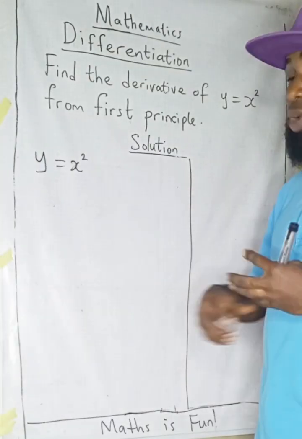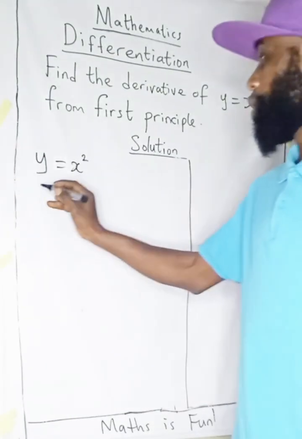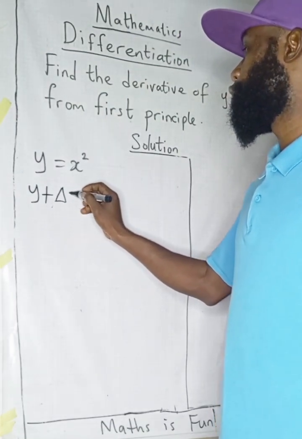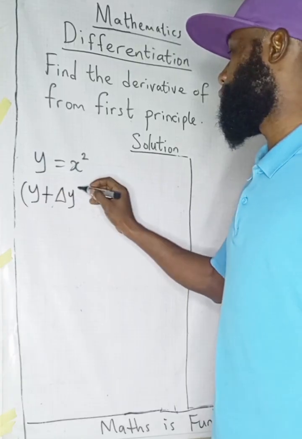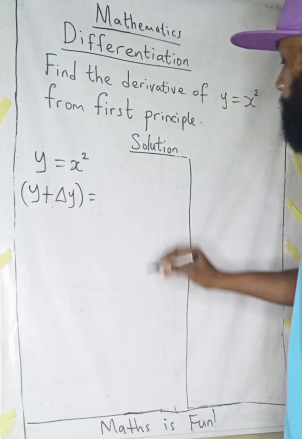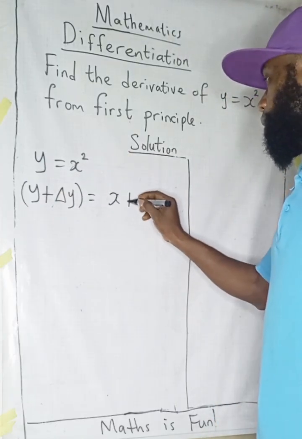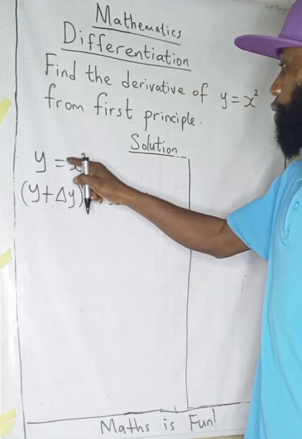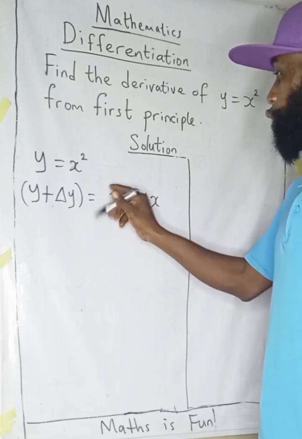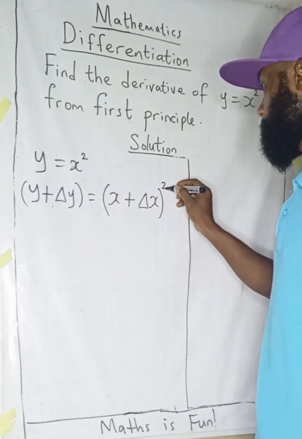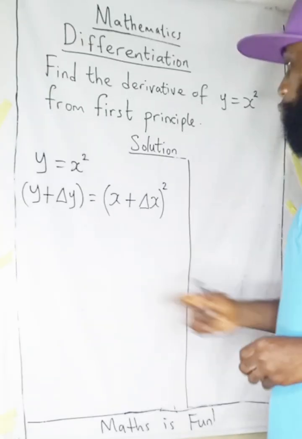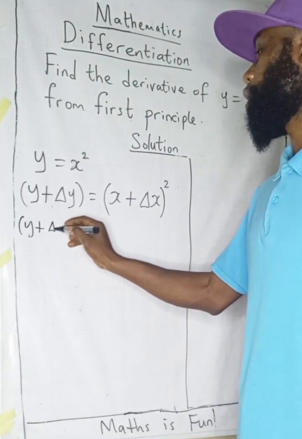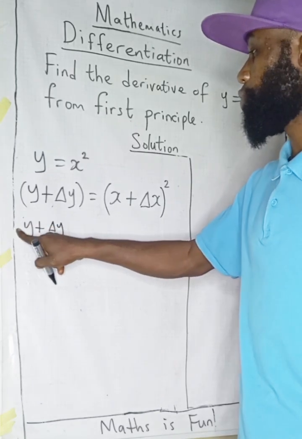Anywhere we see x, we do what? We add change in x. So here we have y, we add change in y, right? Equal to, here we have x, so we put down the x and add change in x. So no longer x, but x plus change in x squared, right? So here we have y plus change in y. You can choose to ignore the bracket though.